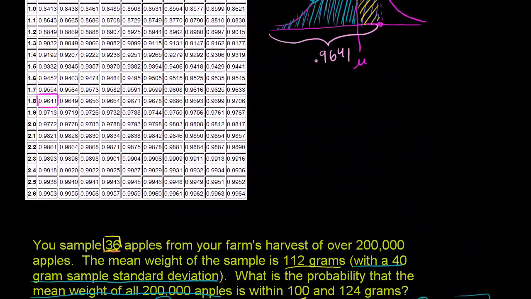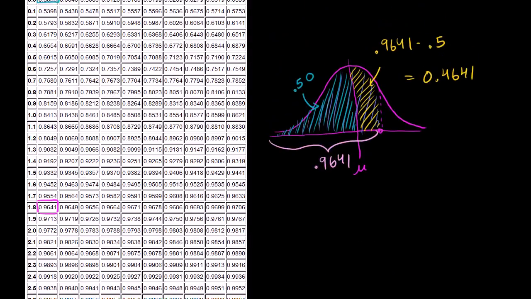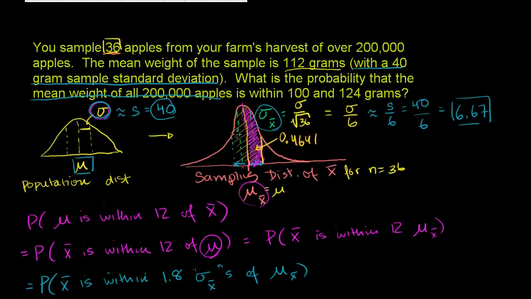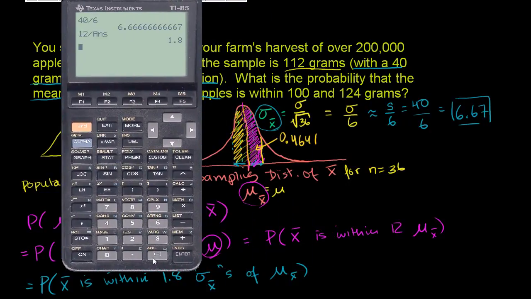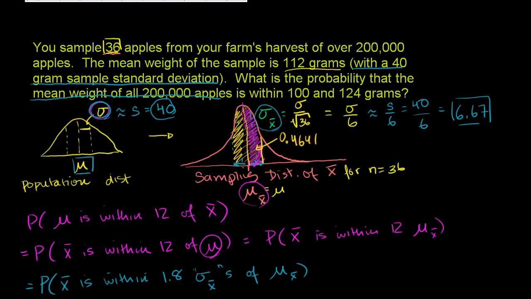Let me make sure I got that right. 0.4641. And if I want this entire area, I just double it. If I want to include this as well, I just have to double that. So let me get the trusty calculator out. 0.4641 times 2 is equal to 0.9282. So this whole area right over here is equal to 0.9282.